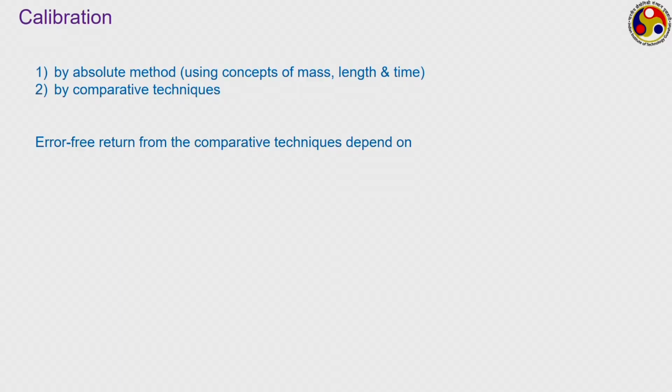Because if your instrument is vibrating with a particular frequency, the standard one we generally keep on varying till we reach the resonant kind of situation, when both of them start to vibrate with the same frequency, and then we can identify the frequency of the vibrating member from this. But in order to get an error-free return from the comparative technique, we generally have to be concerned about 4 different factors.